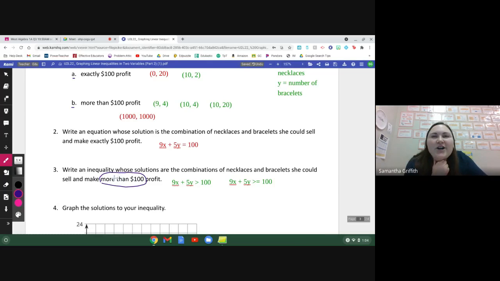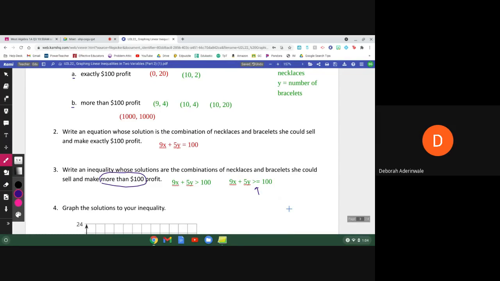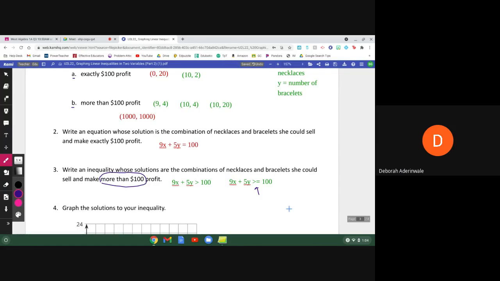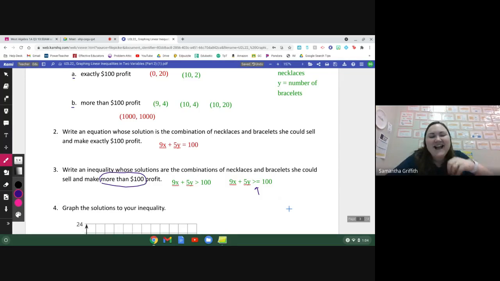What could they have said there? What language could we use where this would be the correct one? We could have said at least. If she wants to make at least $100, that would mean you want $100 or more, equal to $100 or more. Because it specifically says more than $100, that's why it's just the greater than sign. I like how we went back to that language right there to help us decide.